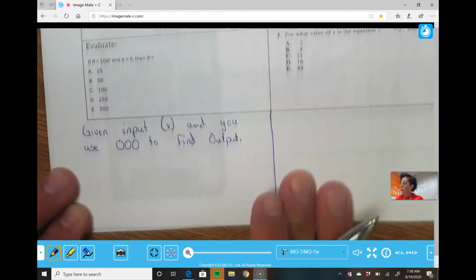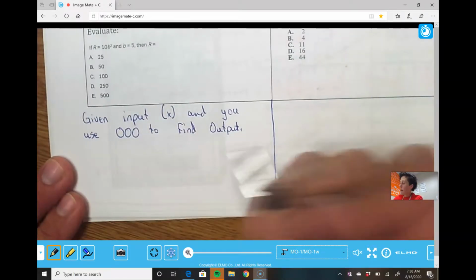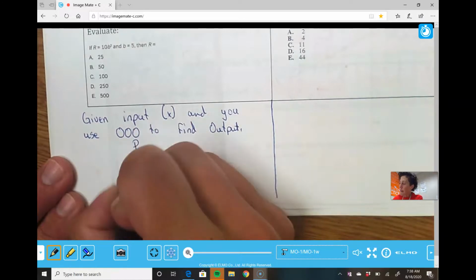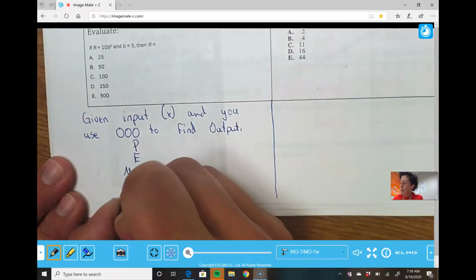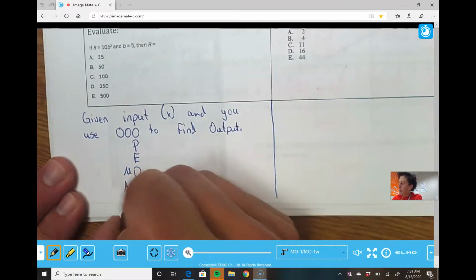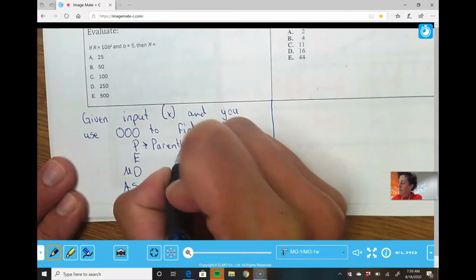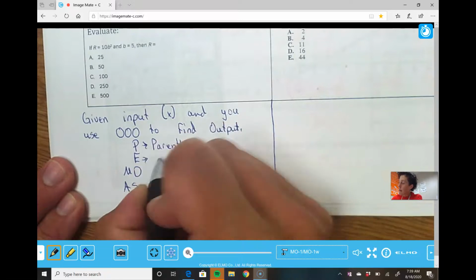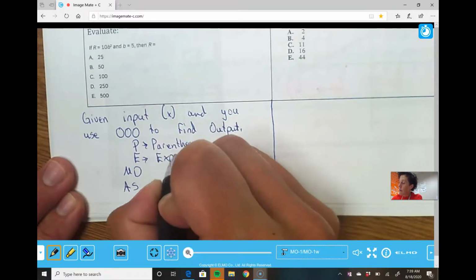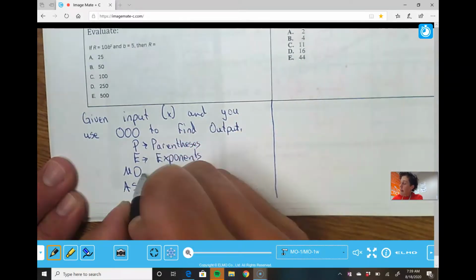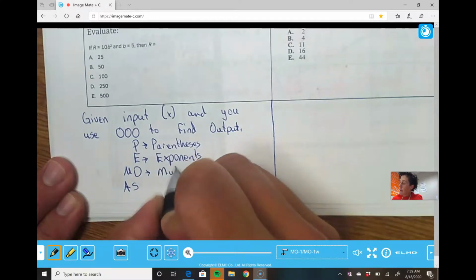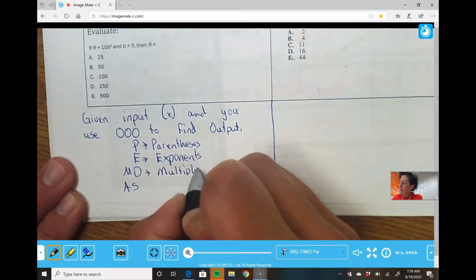And just a reminder of the order of operations, I'm sure we all learned some saying, but mine was please excuse my dear Aunt Sally. So P is your parentheses. E, you look for the exponents next. M and D is you're going to multiply and divide.